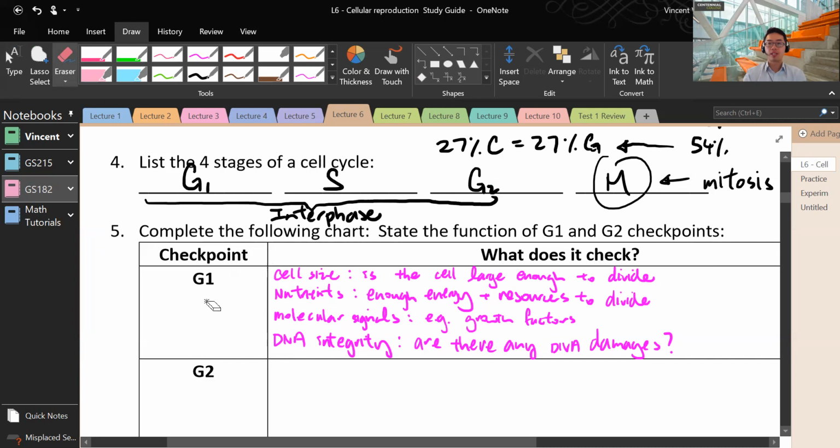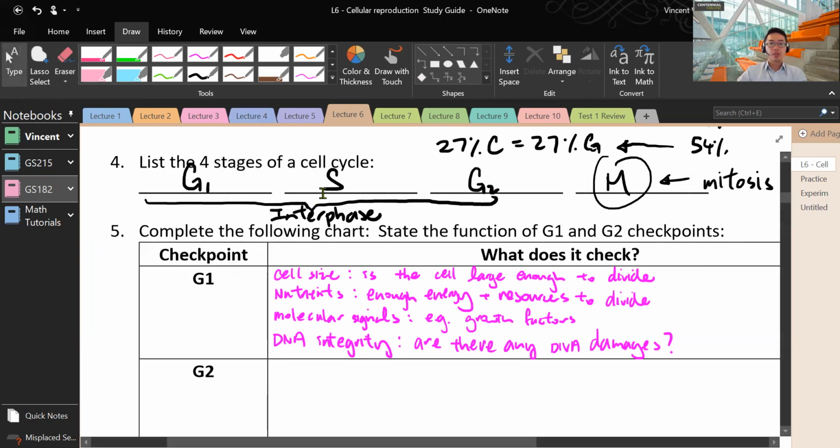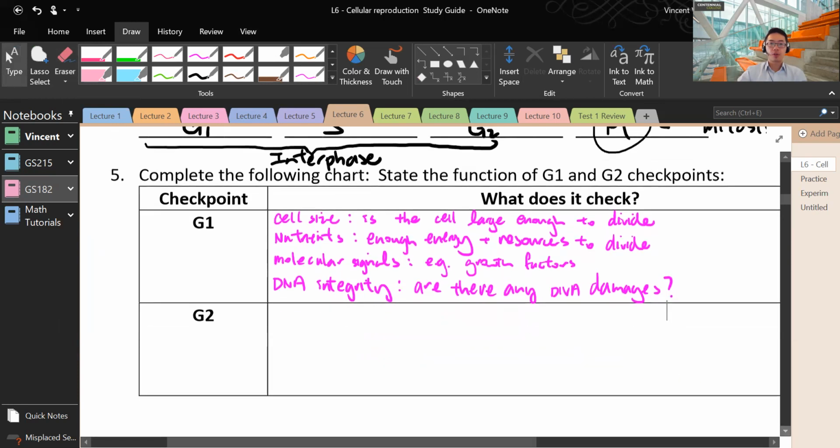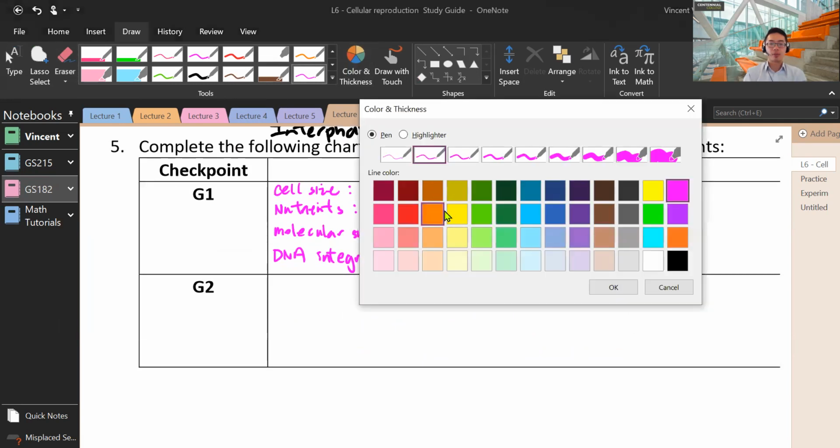So if the checkpoint proteins are mutated, then you might not be able to detect these things, and you let the cell divide when it shouldn't have. Okay. So if all goes well, no problem, then we are going to allow the cell to copy all of its DNA. And then after DNA has been copied, we're going to go for a second checkpoint, okay, G2.